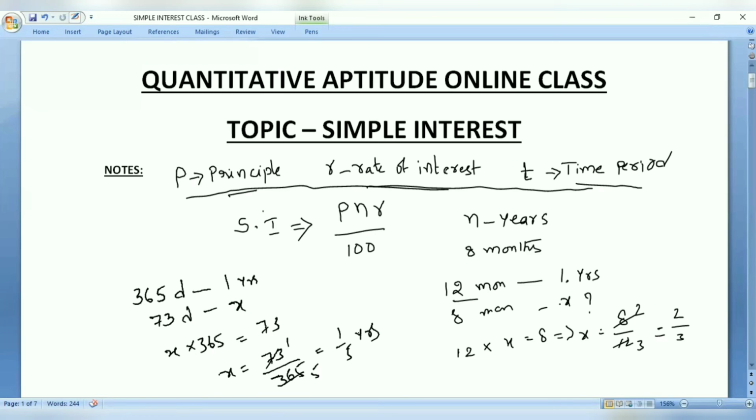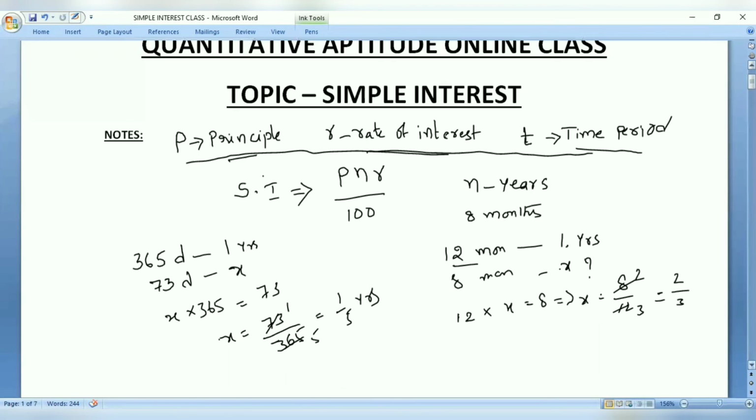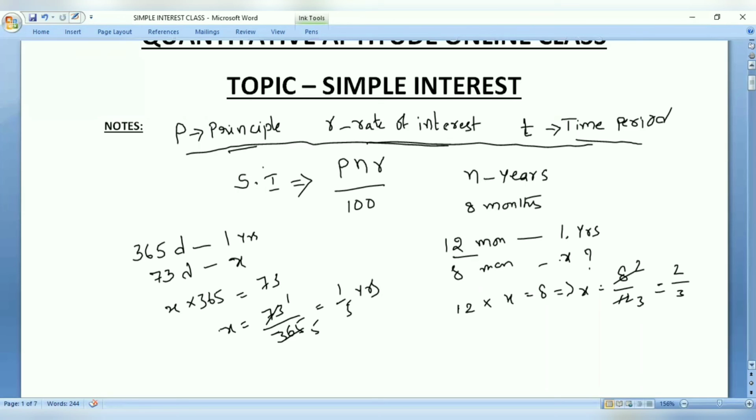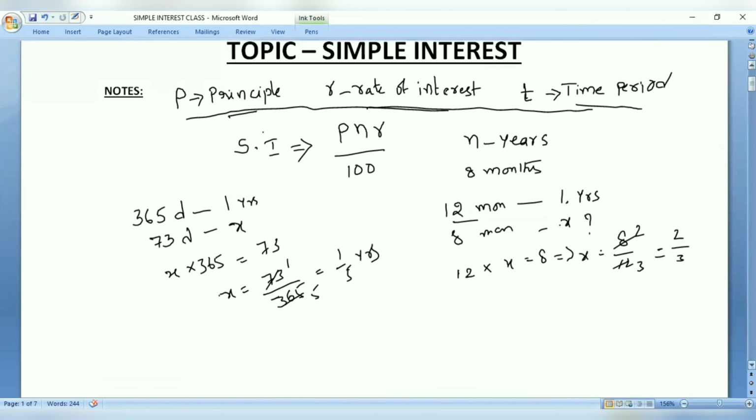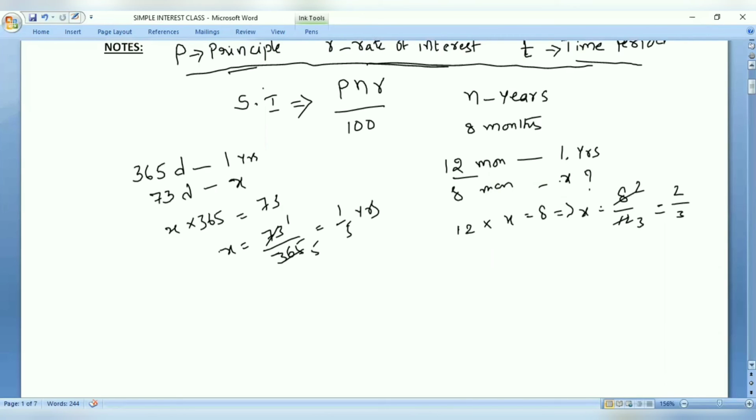Okay. So this is very simple. Simple interest means P into N into R, where P represents the principal, N represents the number of years, and R represents the rate of interest. If, for example, the years is not mentioned, and if months or days are given, how do we calculate? We have seen. Now, one more important point that we would like to mention here. If somebody asks you, what is the interest that you earn on a certain sum for a certain rate of interest for a certain time period, you will give the formula as SI equals PNR by 100.